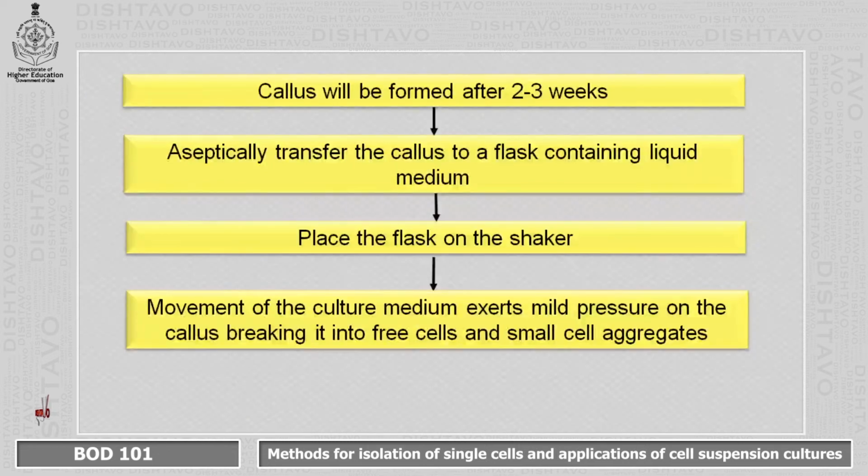Aseptically transfer this callus to a flask containing liquid medium. Place the flask on the shaker. The movement of the culture medium exerts mild pressure on the callus, breaking it into free cells and small cell aggregates.